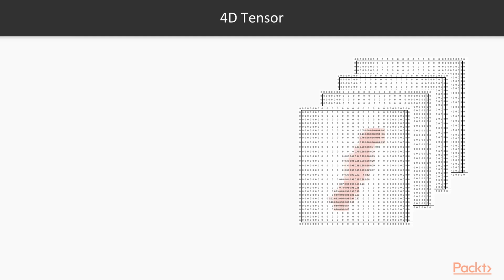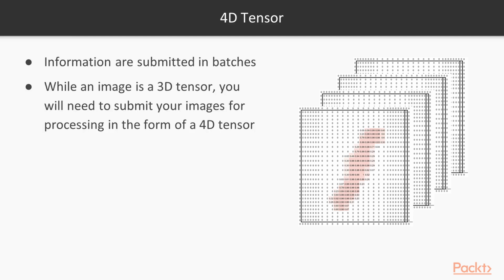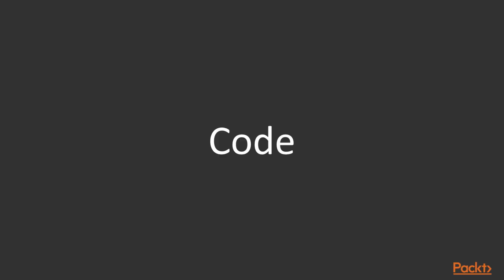To make things clearer, when you work in machine learning or deep learning, you'll find that it's not normal to deal with individual pieces of info. Rather, you submit info in batches. While an image is a 3D tensor, you'll need to submit your images for processing in the form of a 4D tensor. So you can have all sorts of tensors. You can have 5D tensors, and the number of dimensions can keep increasing. Let's look at some code in our notebook.